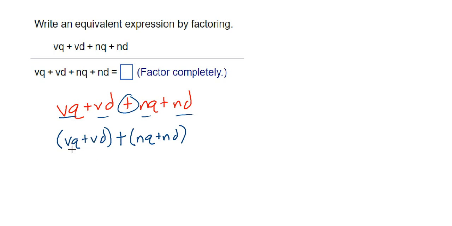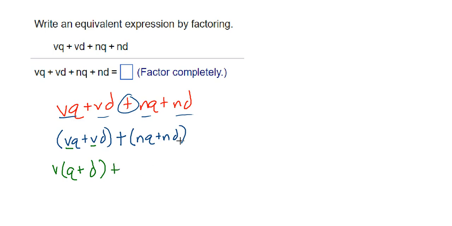So in the first group, there's no numbers. We don't have to worry about that. But for the variables, the only variable they share in common is v, and it's to the first power in both cases. So v is my common factor here. I'll factor it out by writing it one time outside parentheses. And then in parentheses, I write what's left over, which is q plus d. So that's from the first group.